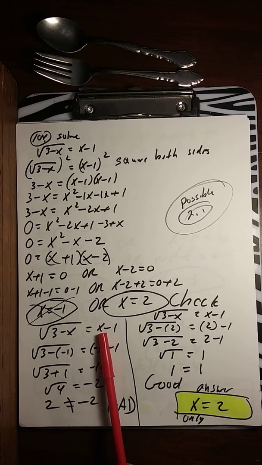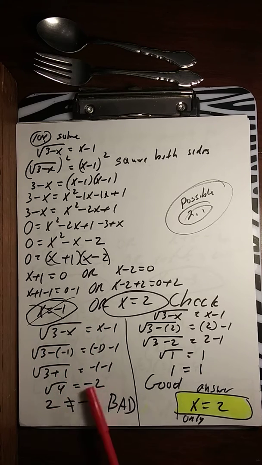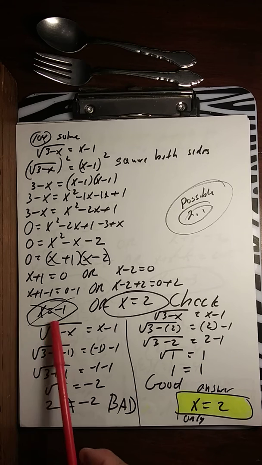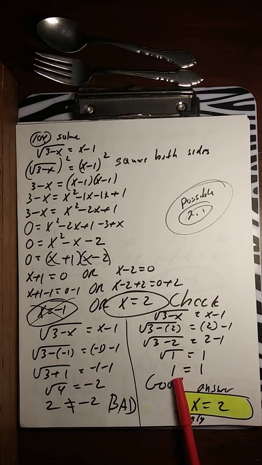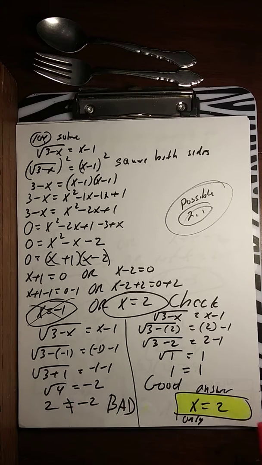Try -1, see if it works. 3 plus 1 is 4, square root of 4 is 2. And -1, that's going to be -2. So 2 and -2, not good. That doesn't work. Now 2. 3 minus 2 is going to be 1, square root of 1 is 1. It's going to be 1. Does that work? Yes. So 2 works. -1 is an extraneous solution. 2 is a good solution.